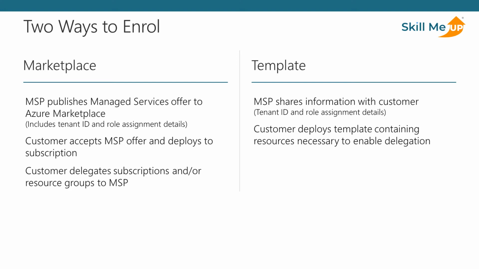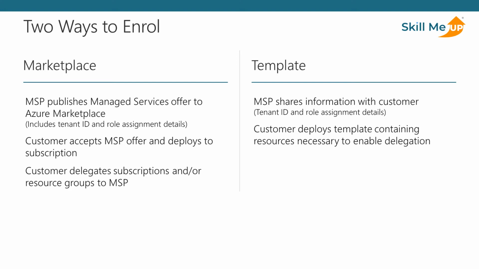This creates a relationship between the customer and the partner, and the customer can then go on to delegate specific subscriptions or just resource groups to the partner for the partner to manage. The second way, as we said, is for the customer to enroll using a template. In this case, you're not using the marketplace, so it doesn't require the partner to publish a marketplace offering. The customer simply deploys a template that contains certain details that the partner has provided.